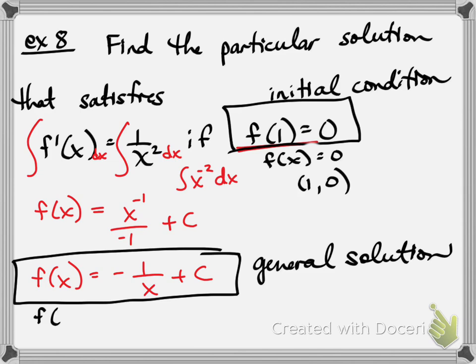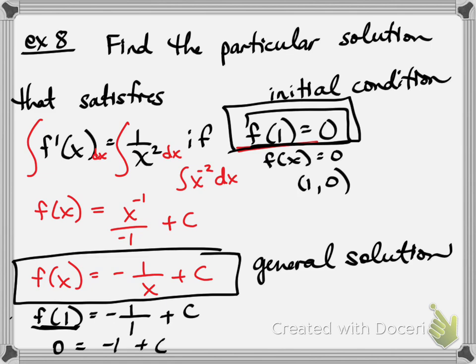F of 1 is negative 1 over 1 plus c. We know that f of 1 is 0, so we'll put a 0 equals negative 1 plus c. So when we add 1 to both sides, which I'm running out of room, we find out that c is 1.